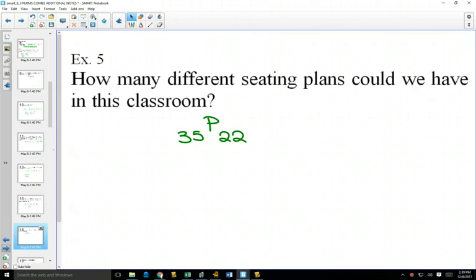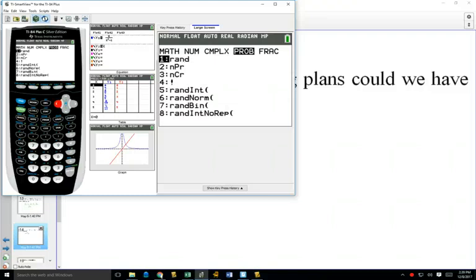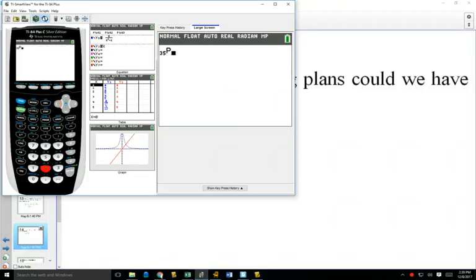So if we go to our calculator, you type in 35, hit your math button, and in the same place where you have the factorial sign in probability, you have an nPr sign. If you do that, we'll see if this is even possible to calculate. It is 1.65 times 10 to the 30.